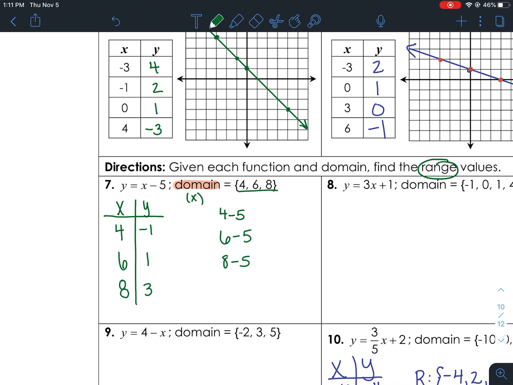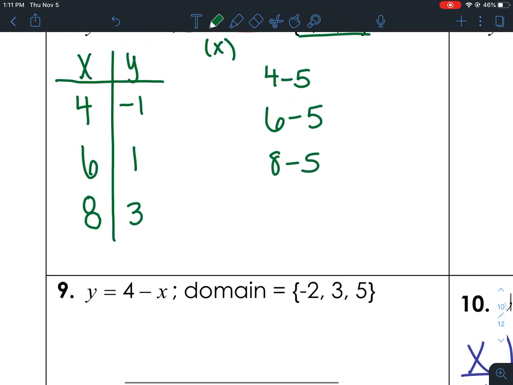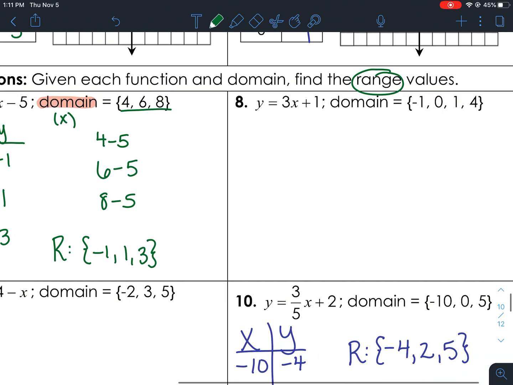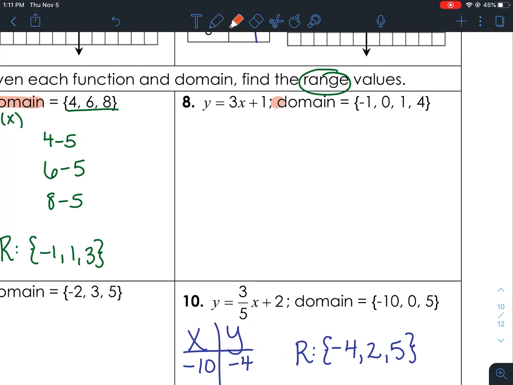They want us to find our range. Range is just our y values. So we're going to write it as range with our little squiggles. Negative 1, 1, and 3. Beautiful. All right, let's try this next one.